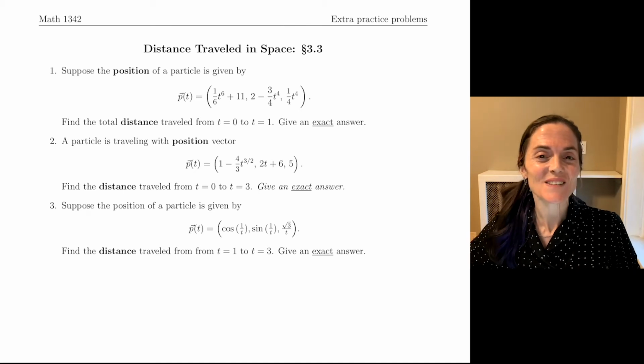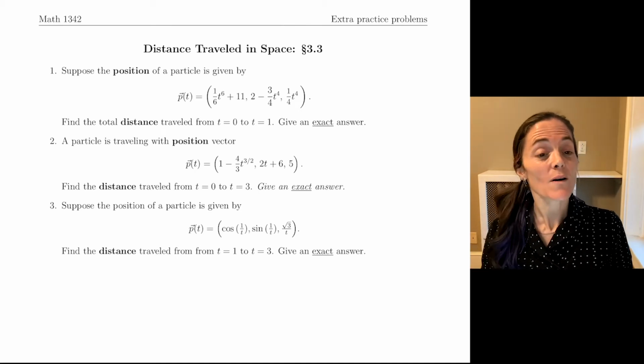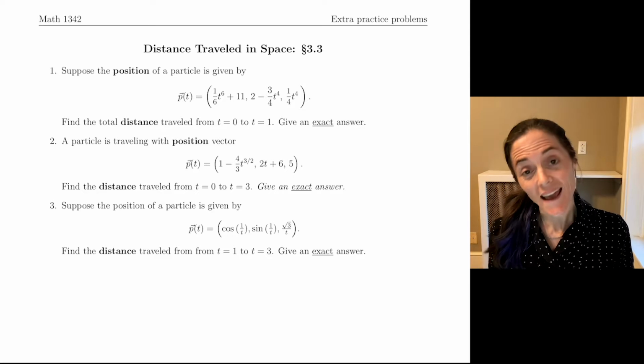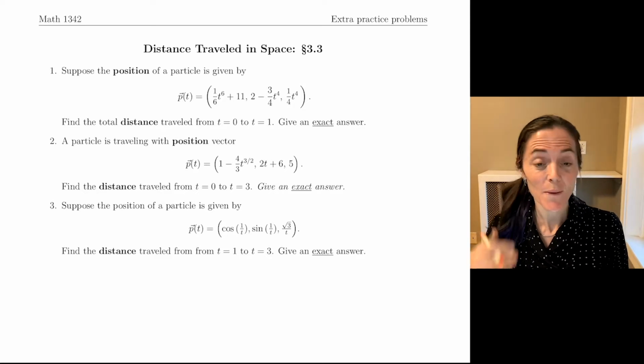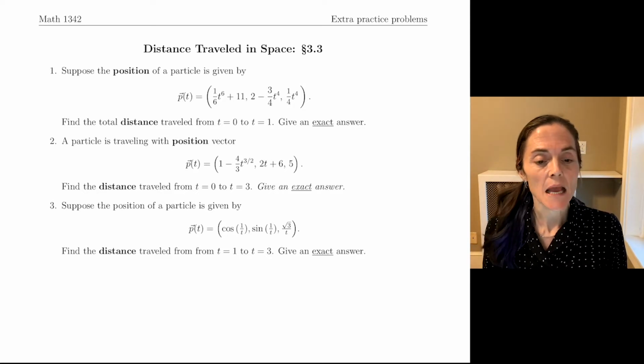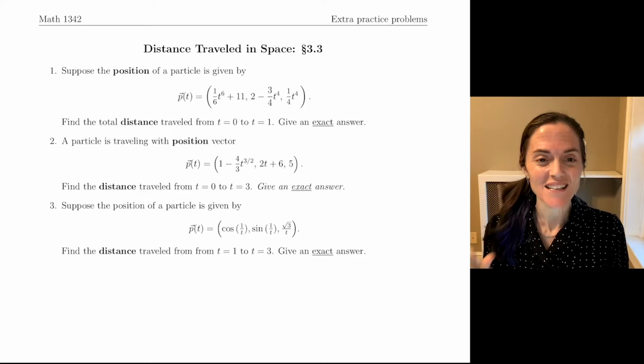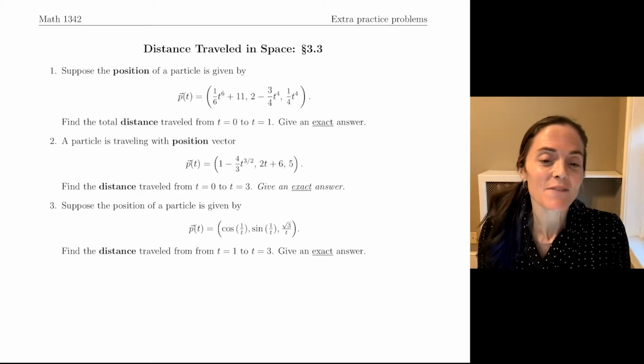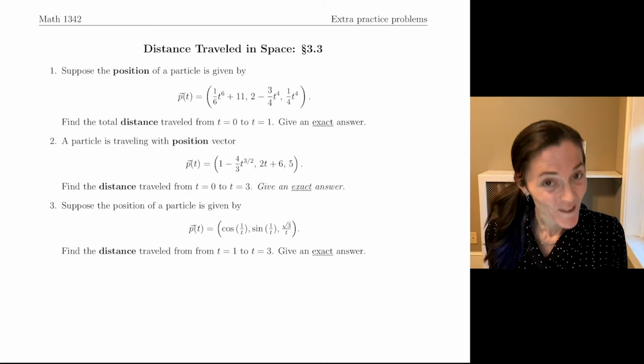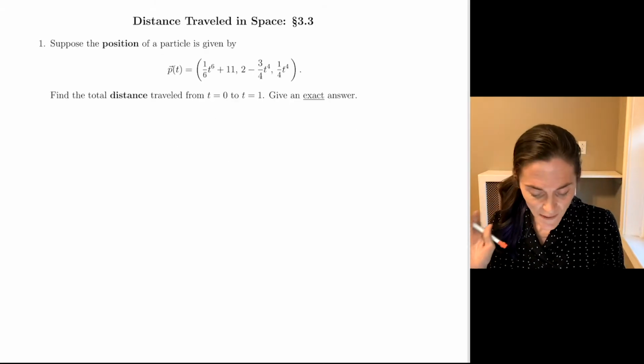Hello, Calculus 2 students. I'm going to go over 3 problems where we calculate distance traveled, where we have motion in space. The hard part of these problems is simplifying the speed before we start integrating. So we have 3 different types of examples here. They were wonderful for us. We will get started with number 1.